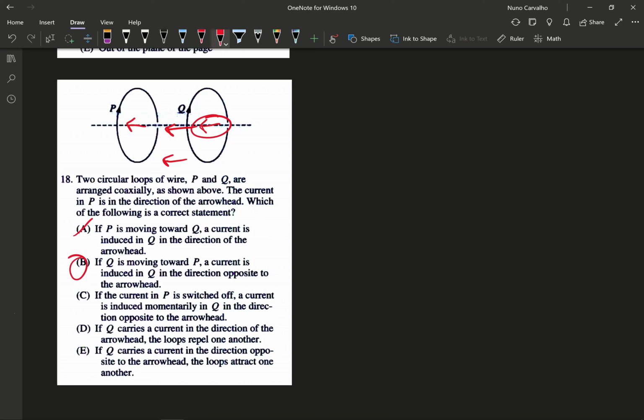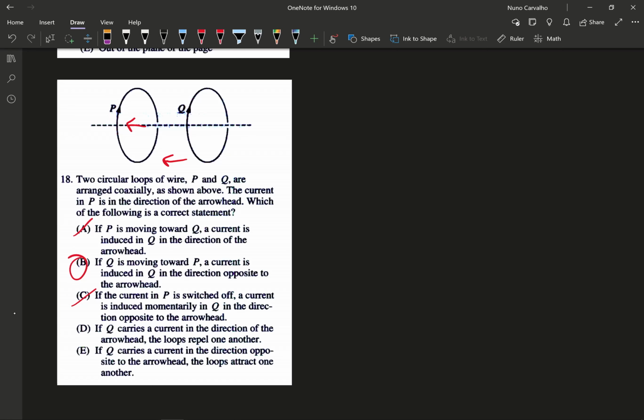C: if the current in P is switched off, a current is induced momentarily in Q in the direction opposite of the arrowhead. If we switch off P, then the magnetic flux going in this direction will suddenly decrease, which means the induced EMF will go in that direction once again, which, according to the right-hand rule, is in the direction shown by the arrowhead. So it's not C. D: if Q carries a current in the direction of the arrowhead, the loops repel one another. Well, no. You can think about the perspective of staring straight down at the loops, which is to say that we have currents going in the same direction all around.